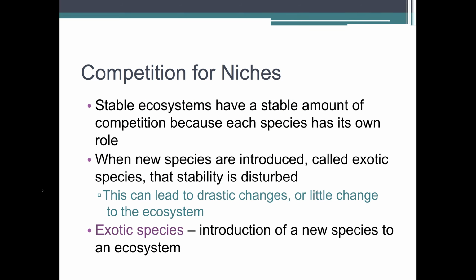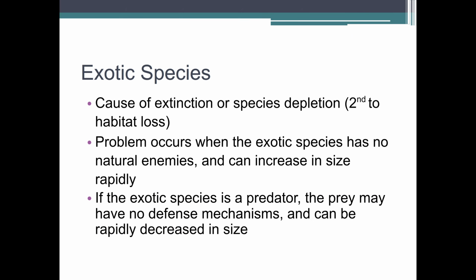Competition for niches. Stable ecosystems have a stable amount of competition because each species has its own role. When a new species is introduced, we call them exotic species, that stability can be disturbed. This can lead to drastic changes depending on the ecosystem, or just little changes. Exotic species is just the introduction of a new species to the ecosystem. Sometimes they'll fit right in and be part of the ecosystem. Other times they can kind of take over.